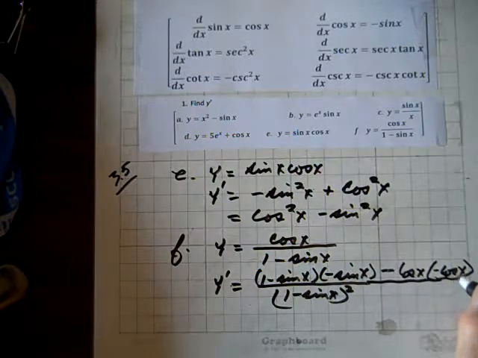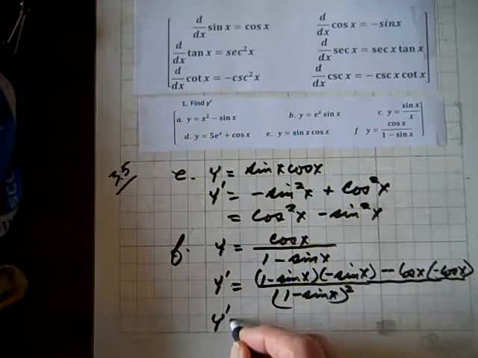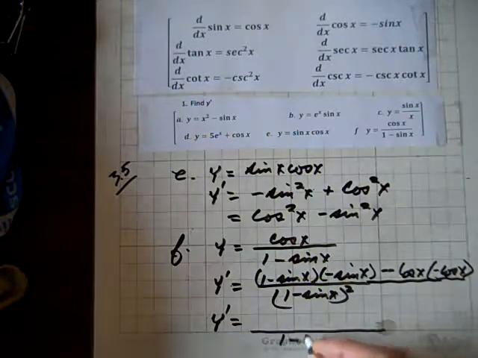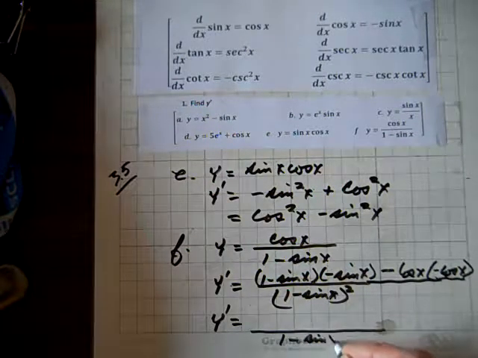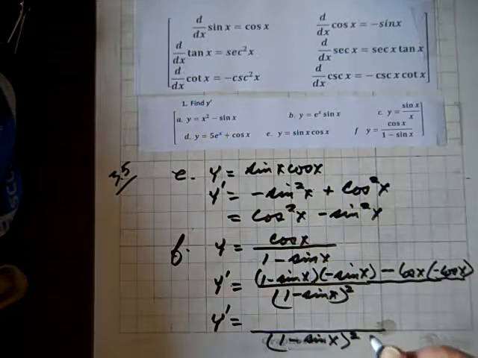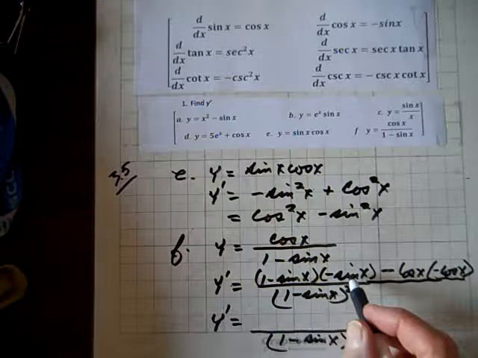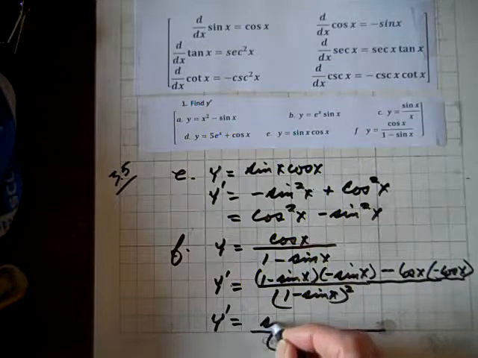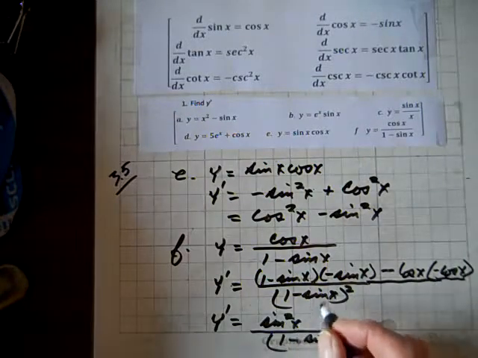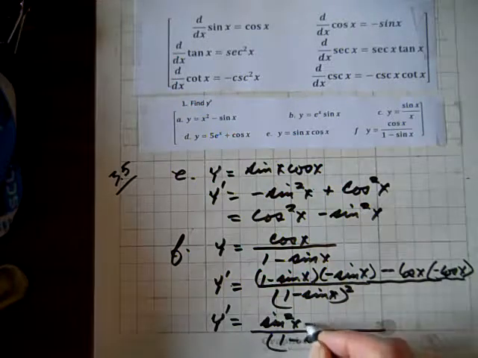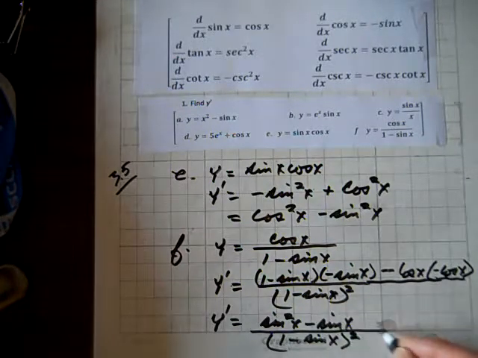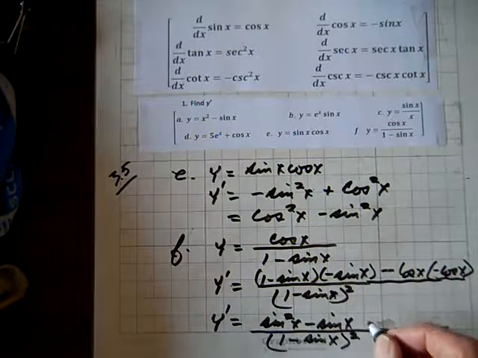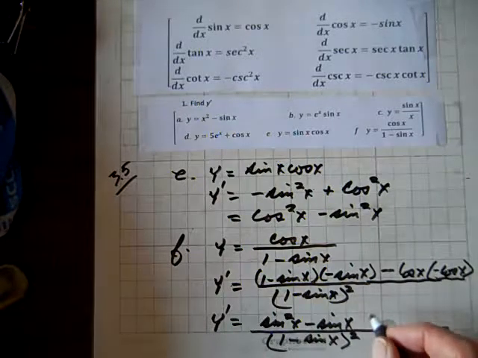Let's see if I can simplify all this stuff. So y prime equals, let's see, we can't forget our denominator, so that's going to be 1 minus sine x, and that's squared. And so minus sine x times minus sine x is a plus sine squared x. So that's going to be sine squared x. And minus sine x times 1 is minus sine x. And minus cosine x times minus cosine x is cosine squared of x.